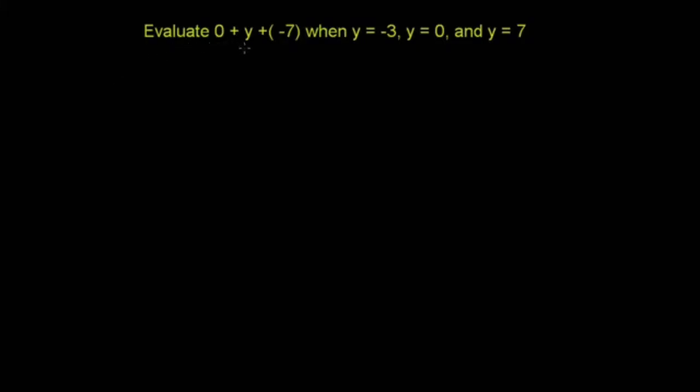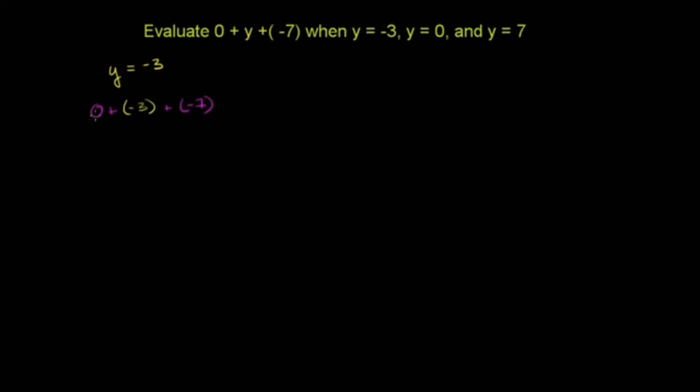Evaluate 0 plus y plus negative 7 when y is equal to negative 3, y is equal to 0, and y is equal to 7. So let's take the first situation where y is equal to negative 3. Then this expression would be 0 plus negative 3, because that's our y now, plus negative 7.